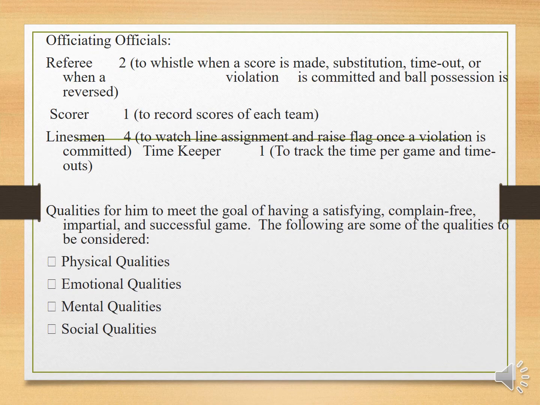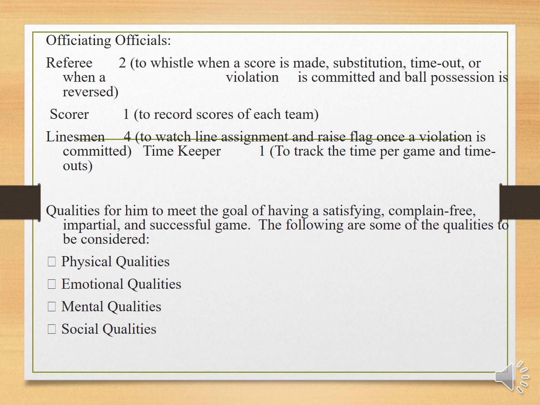So, officiating officials. Referee, 2: to whistle when a score is made, substitution, timeout, or when a violation is committed and ball possession is reversed. Scorer, 1: to record scores of each team. Linesman, 4: to watch line assignment and raise a flag once a violation is committed. Timekeeper: to track the time per game and timeouts.